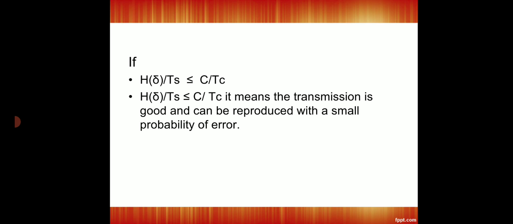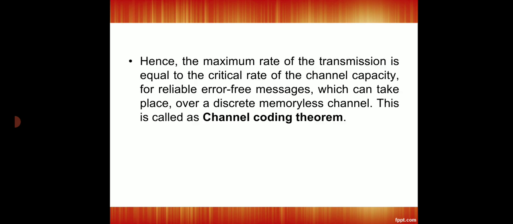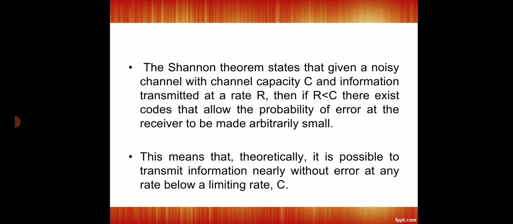In the case of equality, C divided by Tc is the critical rate of the channel capacity, and the system is said to be signaling at the critical rate. Hence the maximum rate of transmission is equal to the critical rate of the channel capacity for error free messages which can take place over the discrete memoryless channel. This we call the channel coding theorem.